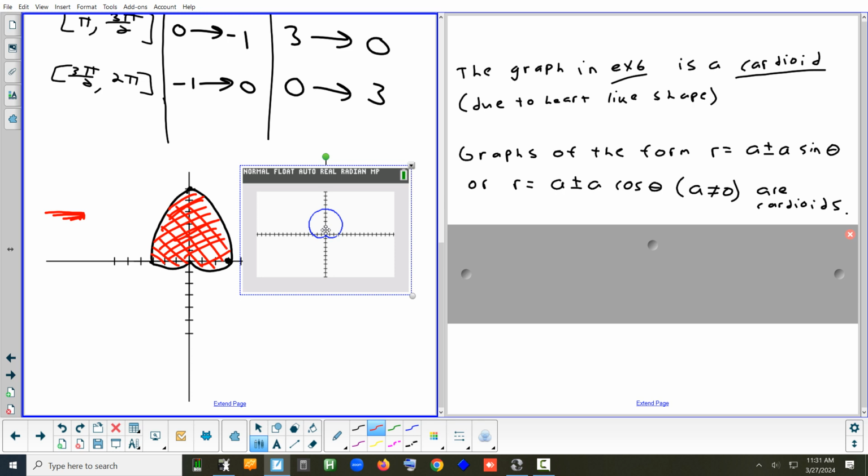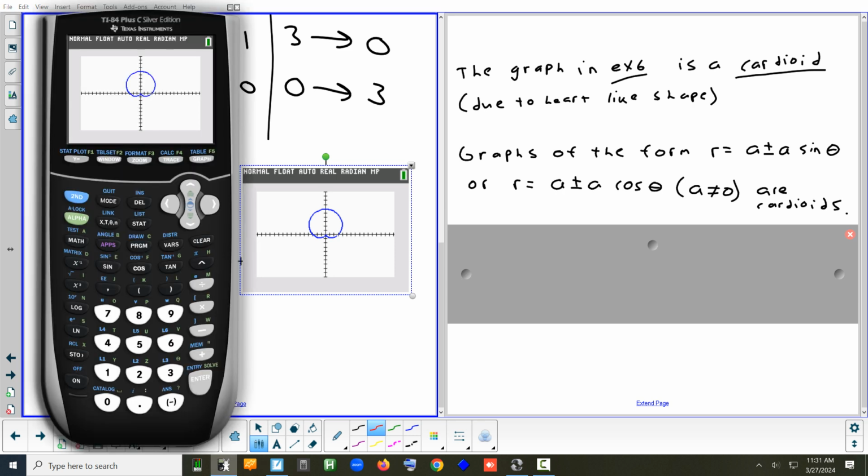But depending on the window you set, you get a shape that kind of looks like a heart. I kind of exaggerate it and make it look more like a heart. But that's called a cardioid. Now, the bigger you make these two numbers, like 5 plus 5 sine theta, that's going to give you a bigger cardioid.